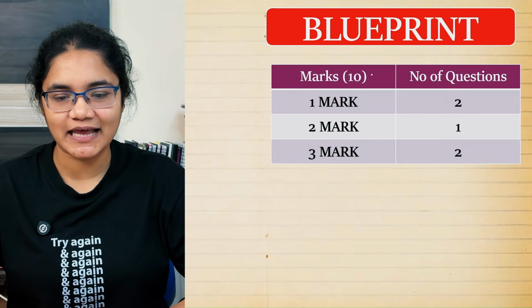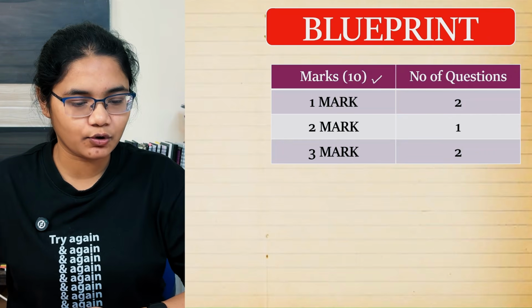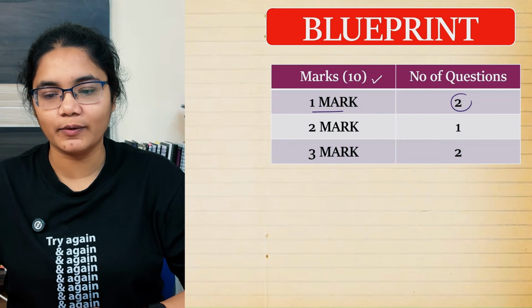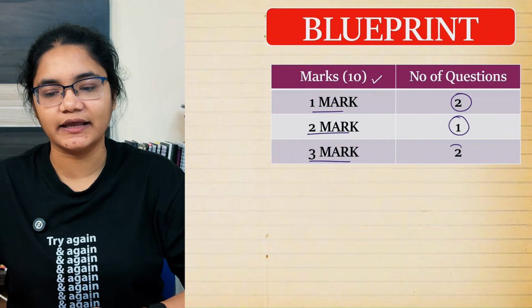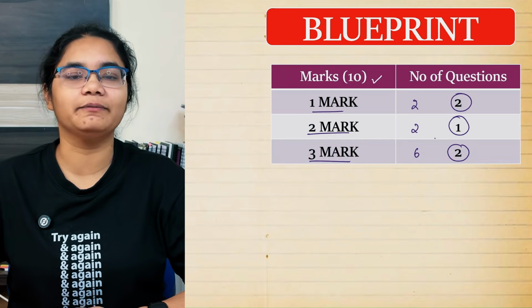Now let's get started and understand the weightage of this chapter. D and F block elements have a weightage of 10 marks. How is this distributed? You will get 2 one-mark questions, 1 two-mark question, and 2 three-mark questions. So 2 plus 2 plus 6, the total will be 10 marks.